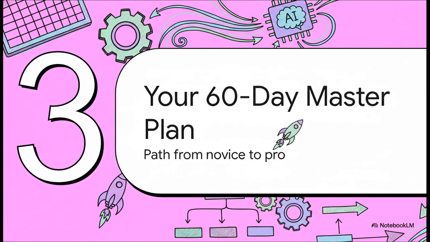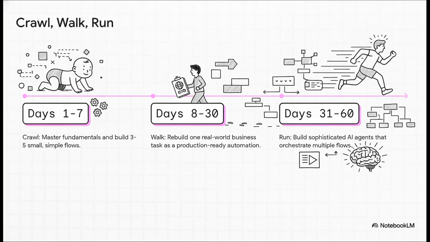Okay, that all sounds super powerful, but how do you actually get there without getting totally lost? This is where Dr. Grant's blueprint is just so valuable. She lays out a concrete, step-by-step, 60-day plan to take you from zero to building really sophisticated, production-ready automations. She calls it the crawl, walk, run progression, and it's absolutely brilliant because it's so simple. You spend the first week just crawling, learning the absolute basics. Then you spend the next few weeks walking by tackling a real-world project from your own business. And only then, in that second month, do you start to run with those advanced AI agents. This kind of pacing makes mastery feel totally achievable.